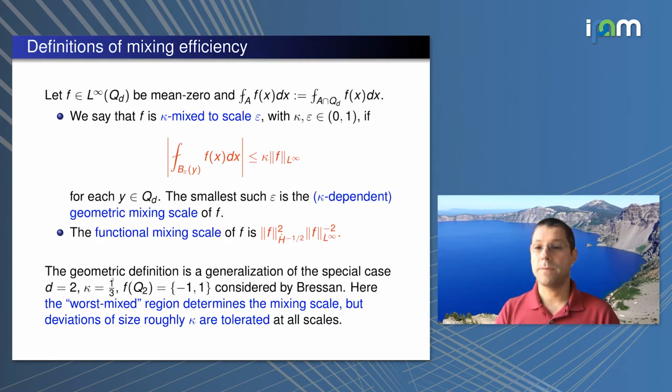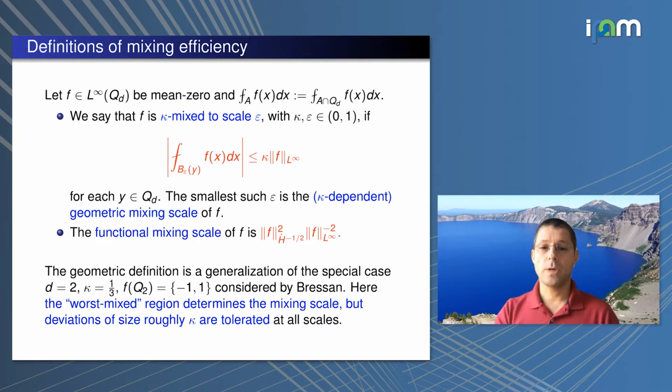In that case, if f, for example, takes just values 1 and -1, so let's say black and white, then what you want is in every ball of size epsilon, you want at least 1/3 of the stuff to be white and at least 1/3 to be black. And then you consider that mixed well enough to this scale epsilon. This comes originally from Bressan, who considered precisely this case in 2 dimensions with kappa equal to 1/3, but you can pick kappa to be something else, whatever you like.